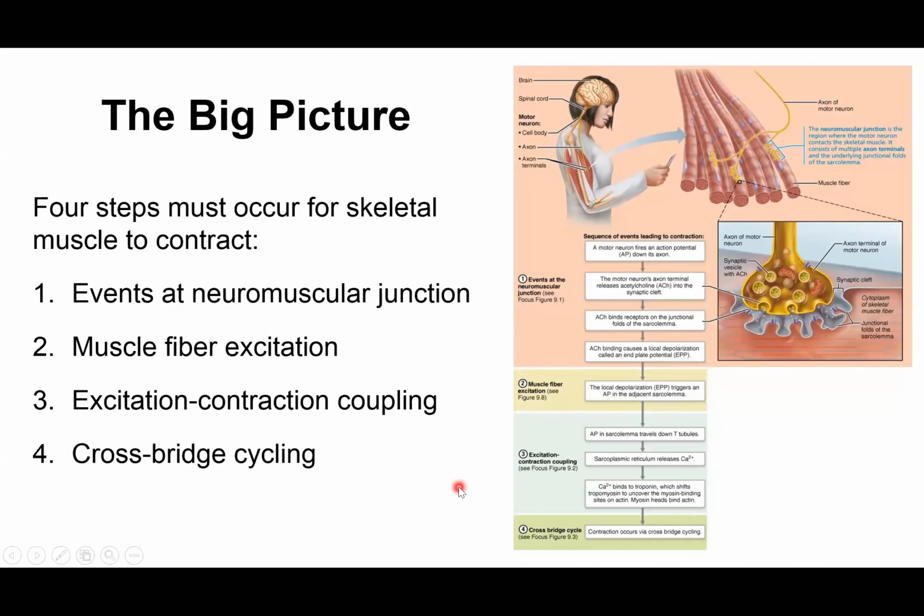So over the next few slides, we're going to talk about each of these 4 different steps, but here's the big picture. In order for skeletal muscle to contract, these 4 things have to happen. We have some events that are going to take place at the neuromuscular junction. Muscle fibers have to be excited. Excitation contraction coupling has to occur, and cross-bridge cycling has to occur. And all 4 of these events will lead to our skeletal muscles contracting. And so let's start going through each of these things individually.